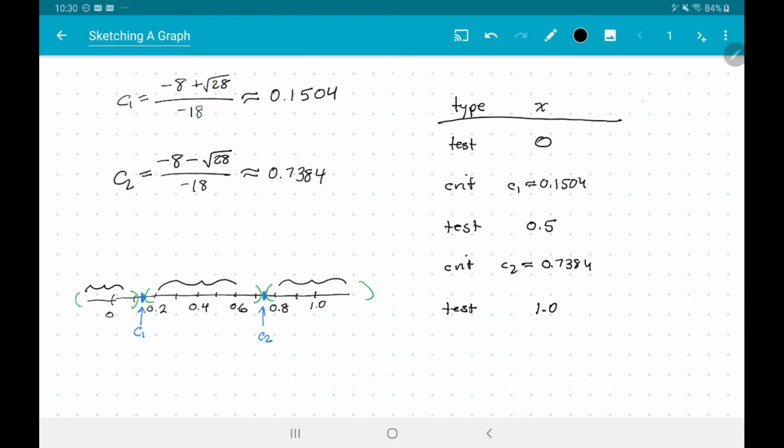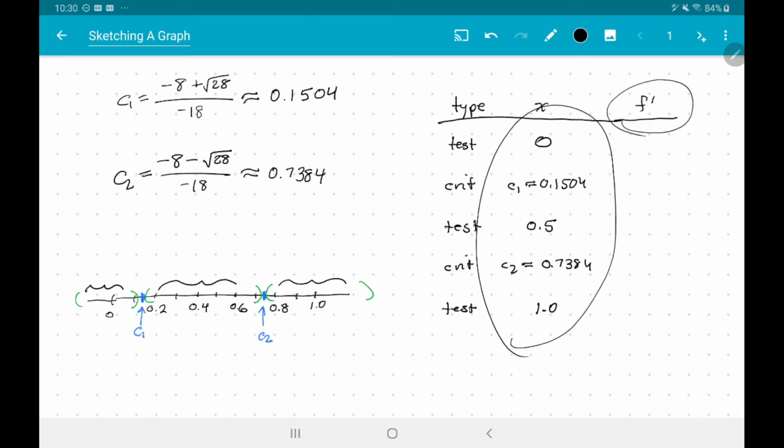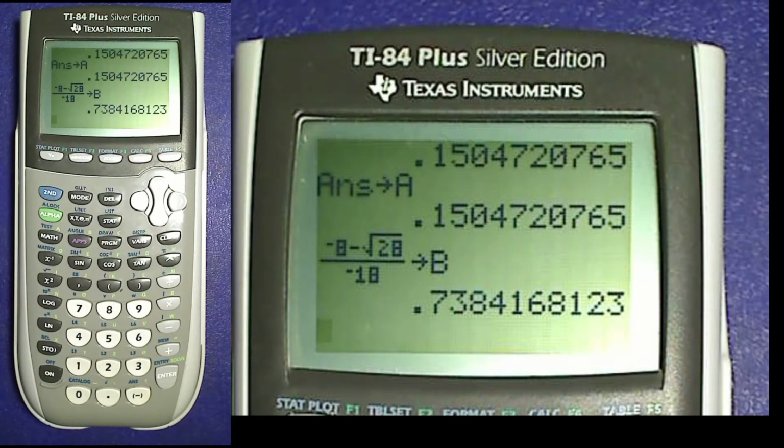And let me move my f prime over here, just so that I have room to write everything clearly. And again, you can see the numbers in the table are consistently increasing. That will help you stay organized. Now I want to plug in these 5 values into f prime, and we'll use that to get increasing, decreasing information. So let's go back to the calculator.